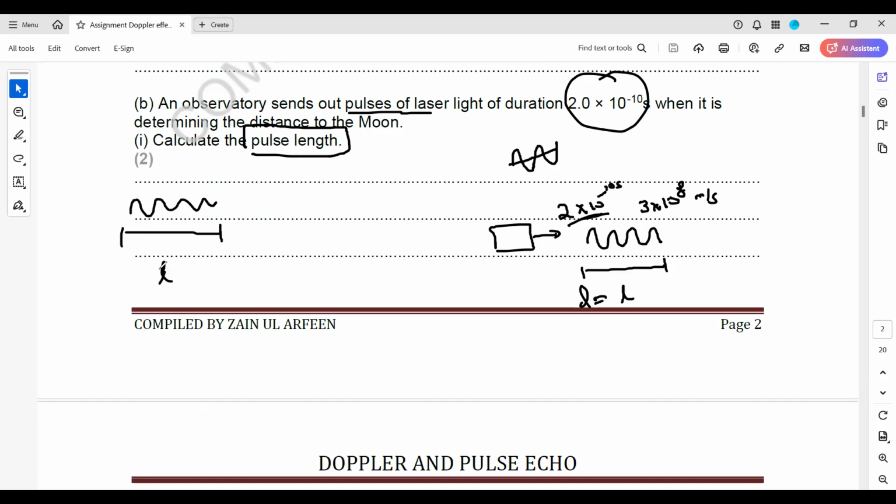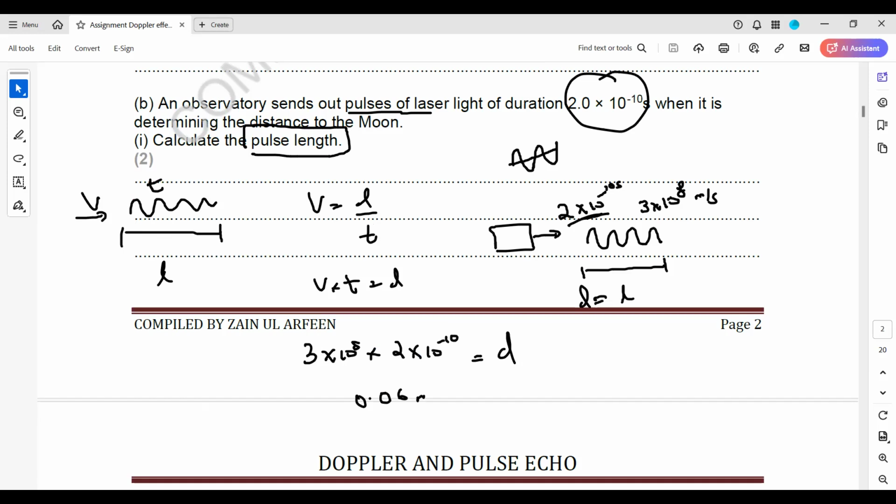So if I need a pulse length, we have the formula, we know the speed and we know the time. So we can use the formula, speed is distance divided by time. So speed into time will be equal to distance. The speed is 3 into 10 power 8, and the time for which it was switched on was 2 into 10 power minus 10. So what is the length of the pulse? This is the length of the pulse, which is 0.06 meters. So 0.06 meters is the length of the pulse.